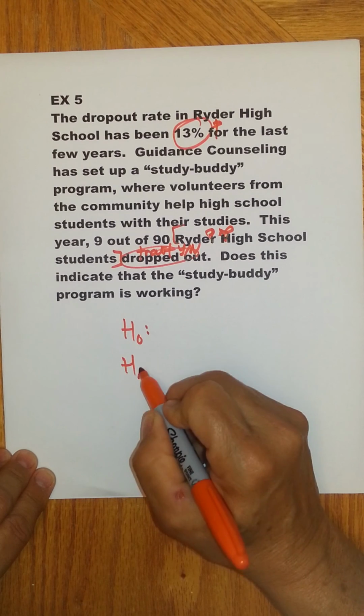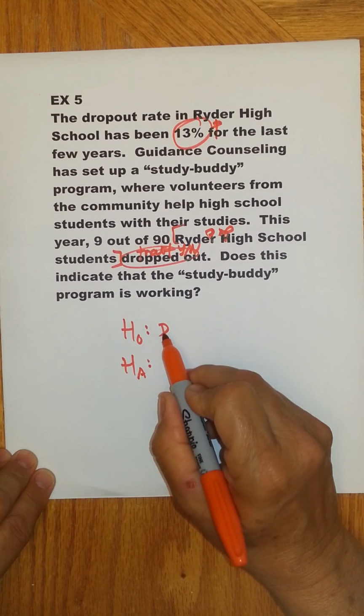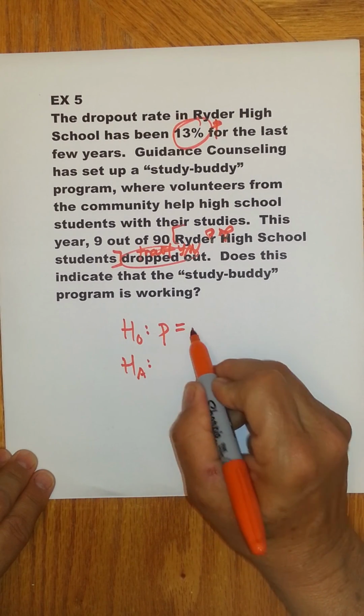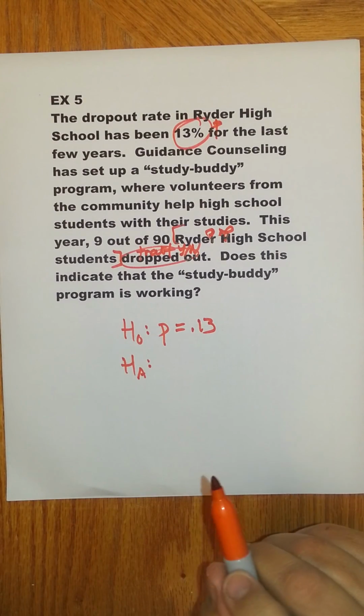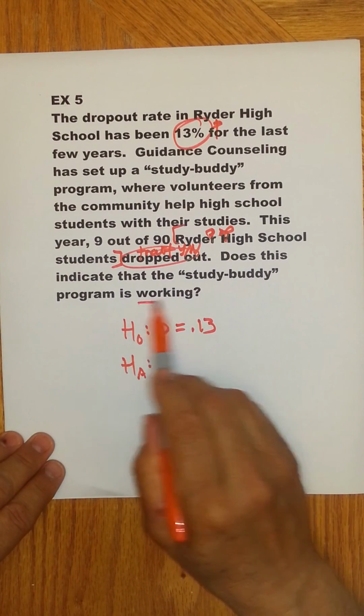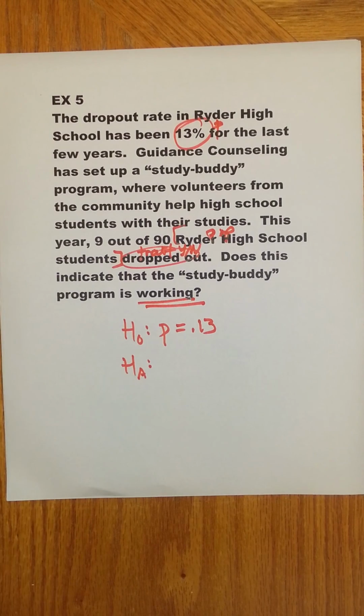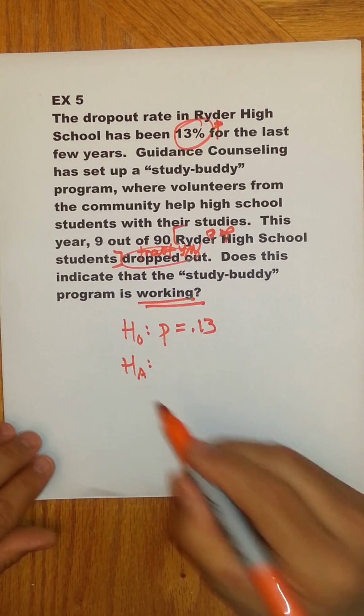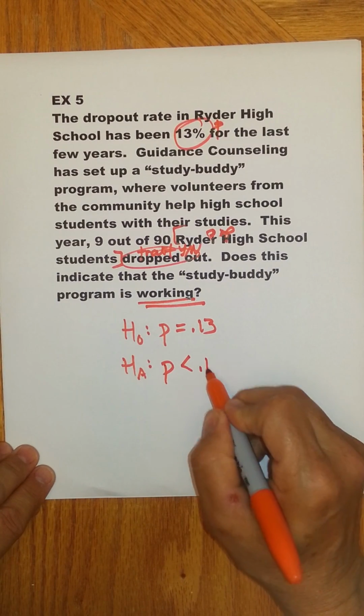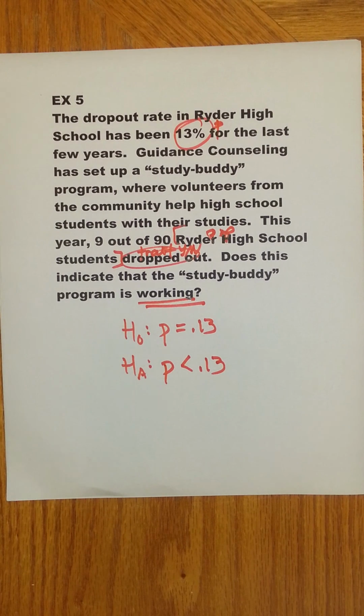So the null is that the percent of Ryder High School students who have been dropping out is 13%. We're wondering now, with this new program, if the program is working, what do we want the dropout rate to do? Well, if it's working, we're hoping that the dropout rate falls and it's not as high as 13%. So that's our alternative.